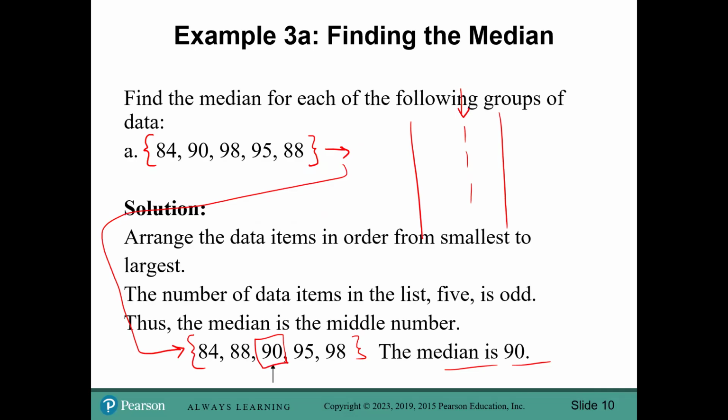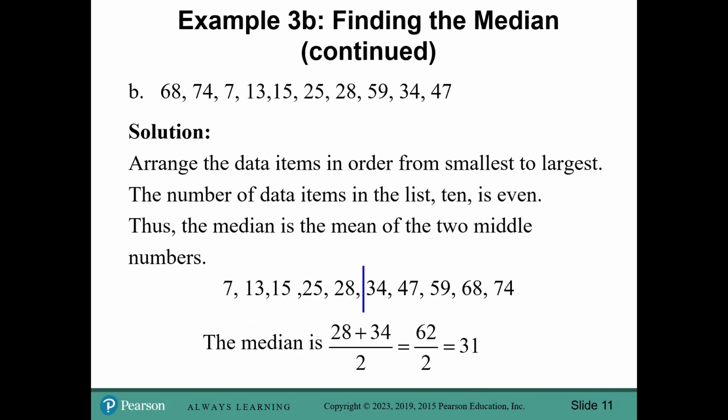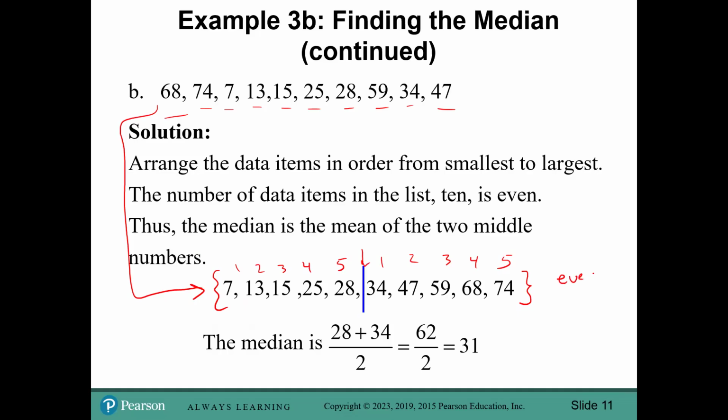Now, with this median, if I have, say, this set of data, 68, 74, 7, 13, 15, 25, 28, 59, 34, 47, we're going to put it into order, which they've done here. So I have this set of data, but there is no middle number. There's 1, 2, 3, 4, 5 numbers on the left of this line, and there's 1, 2, 3, 4, 5 numbers to the right of the line. If this is the case, then you have an even number of data.